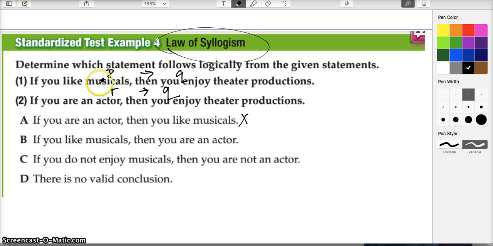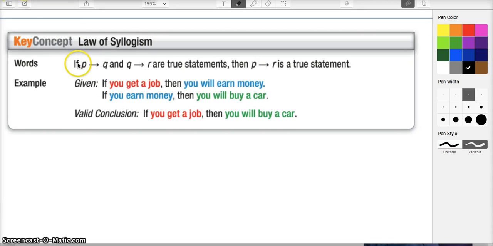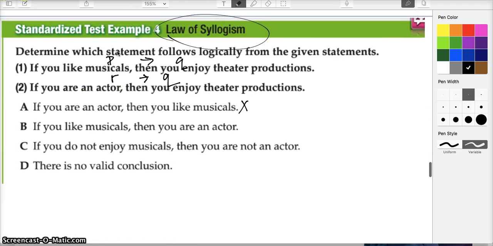If you like musicals, P, then you are an actor. Does P imply R? So P implies Q and R implies Q, but does P imply R? Let's look at the law of syllogism one more time. Do you remember before we said the law of syllogism goes from P to Q and then from Q to something else? Therefore, we can go from P to R. That's not what we have here.